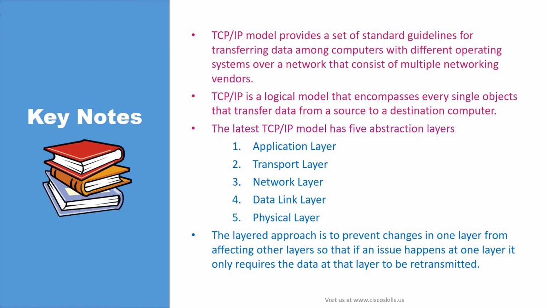The latest TCP/IP model has 5 abstraction layers: application layer, transport layer, network layer, data link layer, and physical layer. The layer approach is to prevent changes in one layer from affecting other layers, so that if an issue happens at one layer, it only requires the data at that layer to be retransmitted.